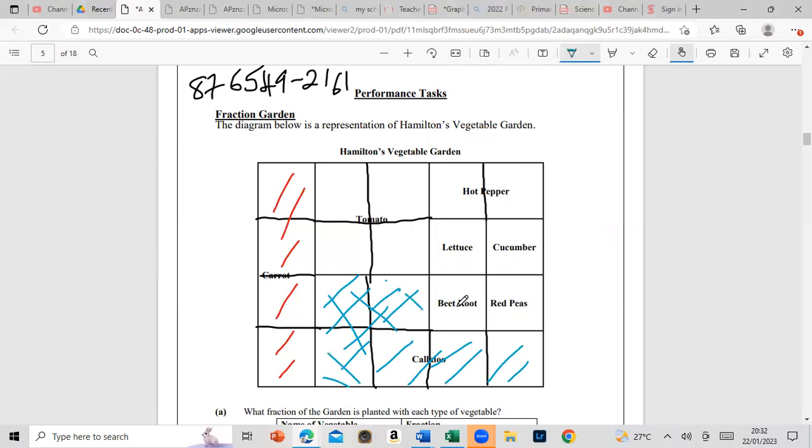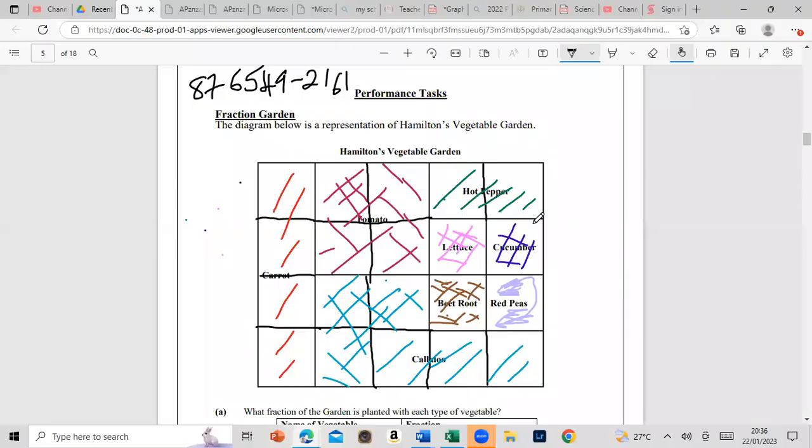So you have the beetroot, which is 1. Red peas are 1. Alright guys, I can just do the color coding thing just to show each one of them.